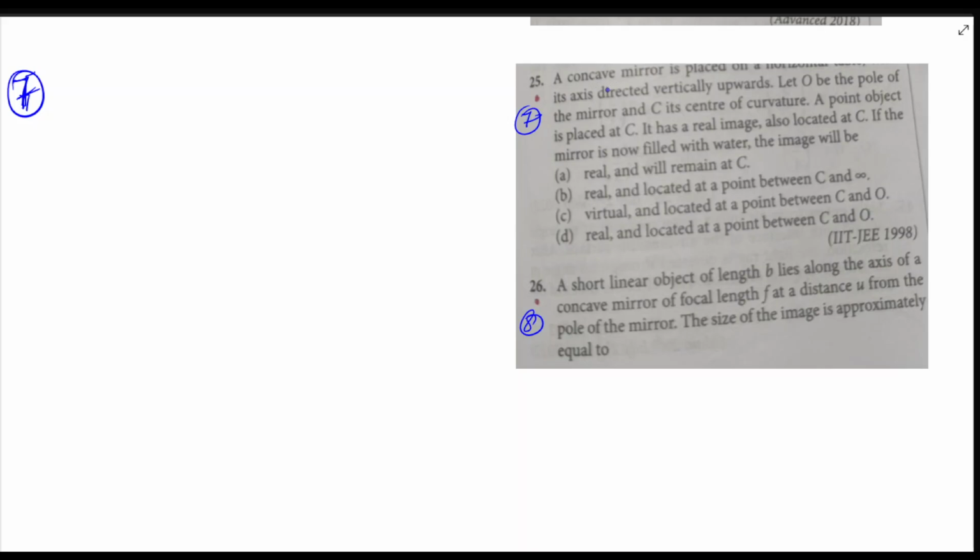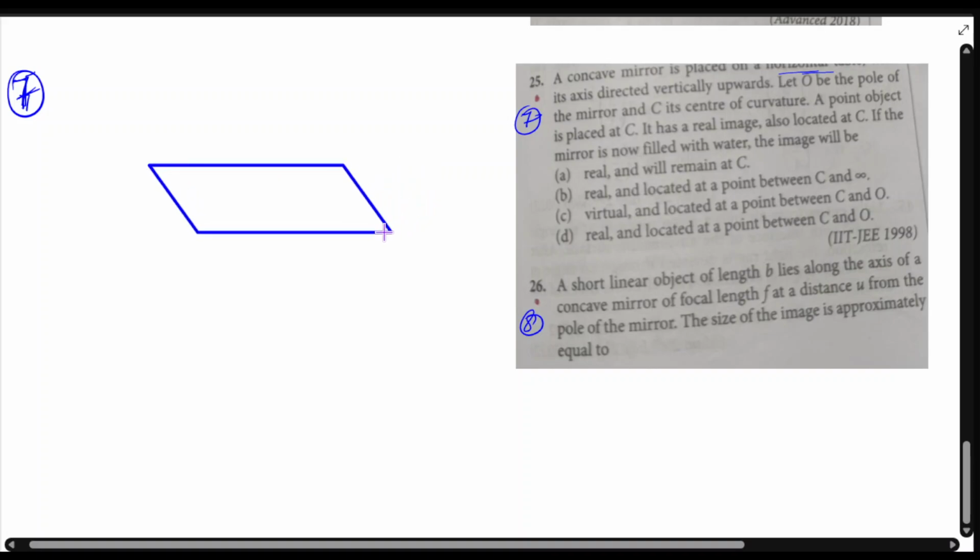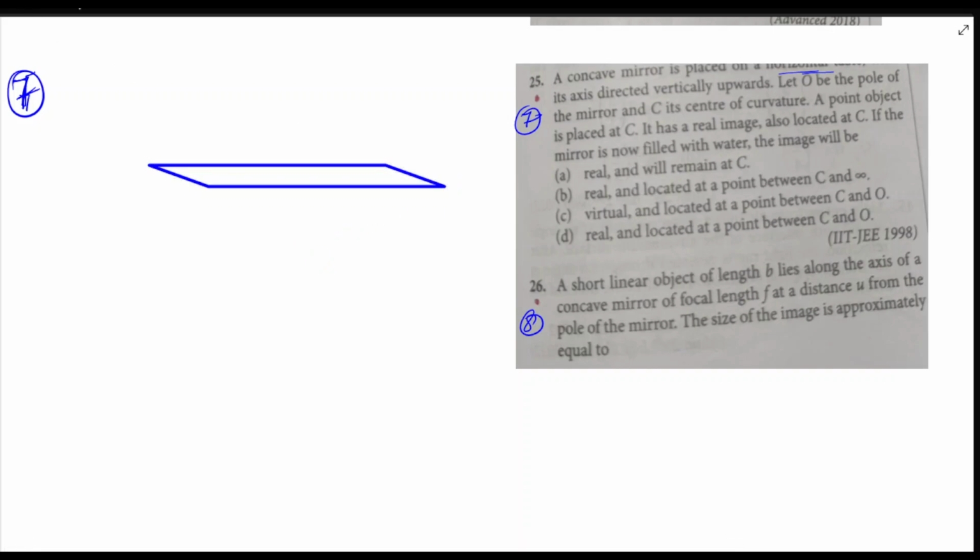So in this question, we have a concave mirror placed on a horizontal table, with its axis vertically upward. So let me make the diagram. We have a horizontal plate like this, a table, and we have a mirror placed like this, whose axis is vertically upward. So this is the axis. C is the center of curvature. So let's say this is C.